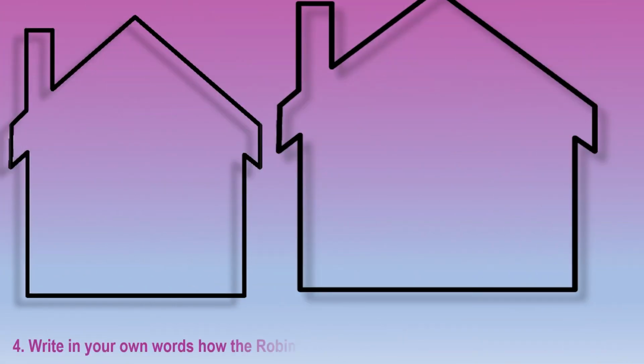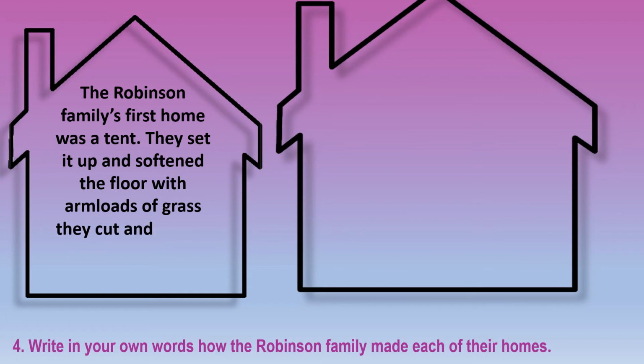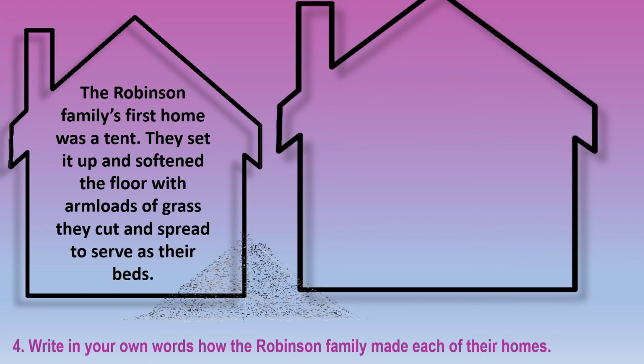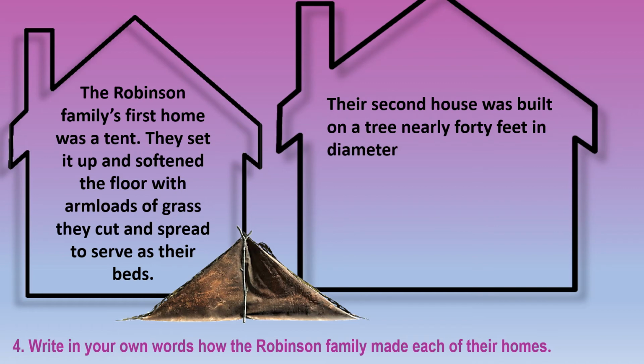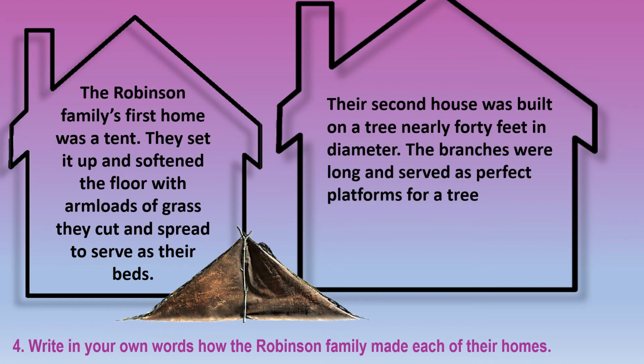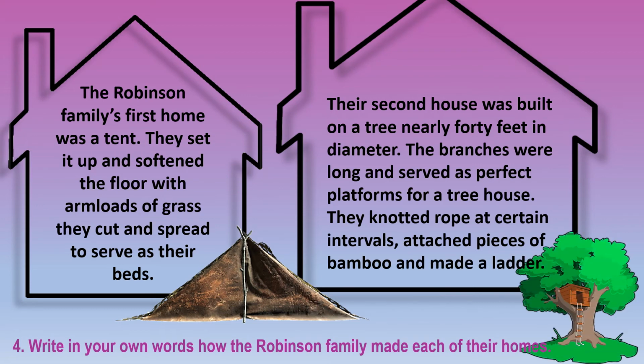The next question, write in your own words how the Robinson family made each of their homes. The Robinson family's first home was a tent. They set it up and softened the floor with armloads of grass. They cut and spread it to serve as their beds. That was their first home. Their second house was built on a tree nearly 40 feet in diameter. The branches were long and served as perfect platforms for a tree house. They knotted rope at certain intervals, attached pieces of bamboo, and made a ladder.